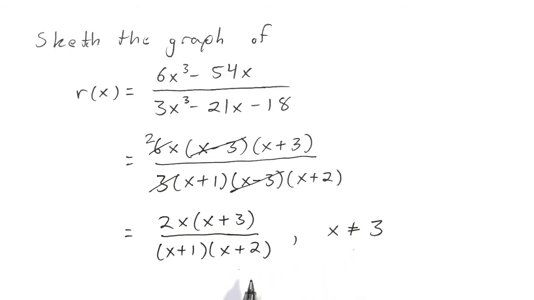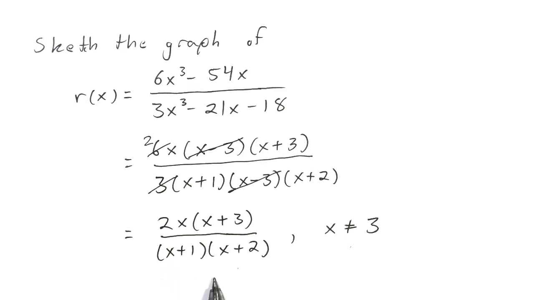Now, what other features can we see about the graph? Well, the simplified expression is undefined when x is -1 and when x is -2. Those two numbers make the denominator 0. So the function is going to have vertical asymptotes at x equals -1 and x equals -2.